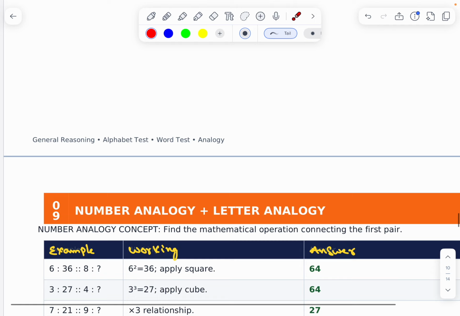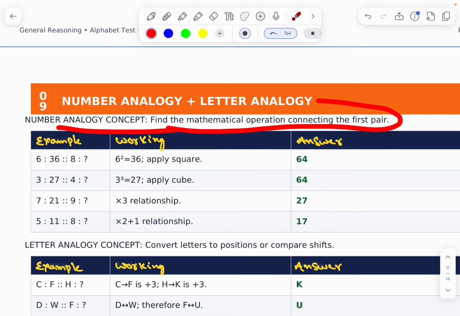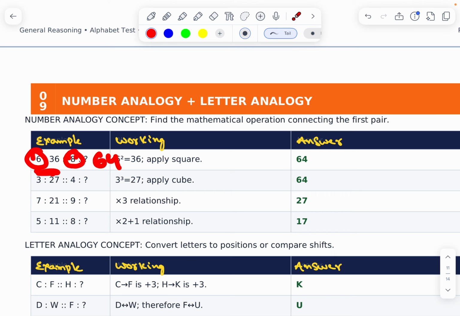Okay. Next. Number analogy and letter analogy. Simple. Number analogy means finding the mathematical operation connecting the first pair. First of all, they are given 6 and 36. You can observe 6 square, 6 cube, 6 into some value, whatever it may be. 6 square is 36. 8 square, therefore the answer is 64. You can observe.